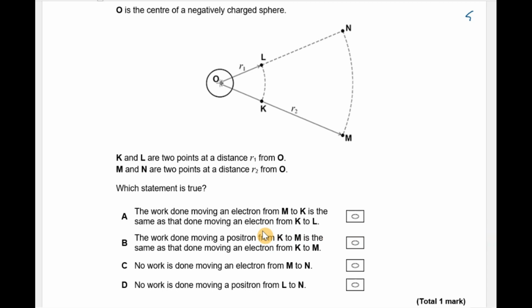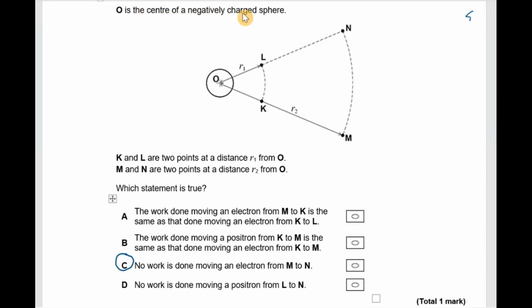If you want to try to answer this question yourself, please pause now. If you got the answer C, well done. If you want to see my explanation, please keep watching.